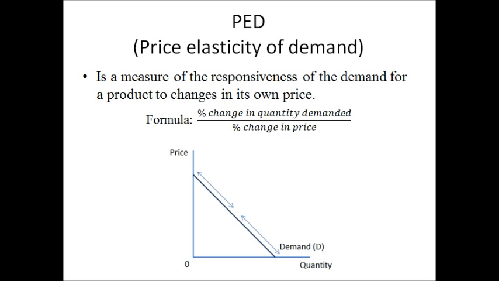PED is the price elasticity of demand. It is a measure of the responsiveness of the demand for a product to changes in its own price. The formula for it is the percentage change in quantity demanded over the percentage change in price.